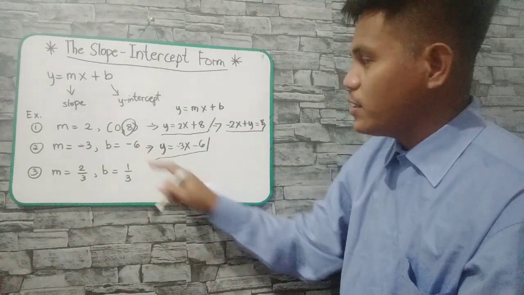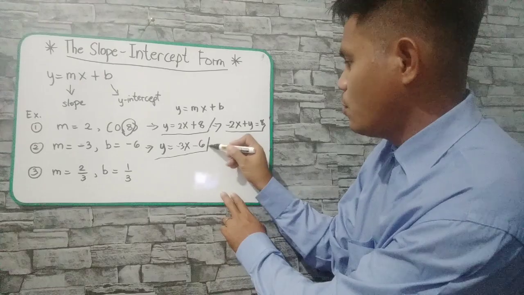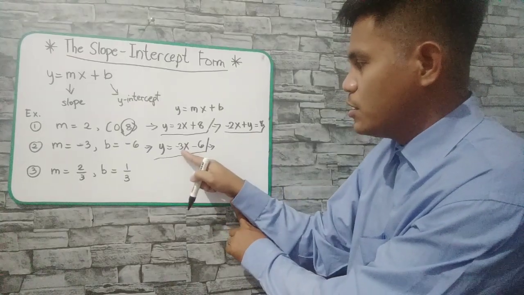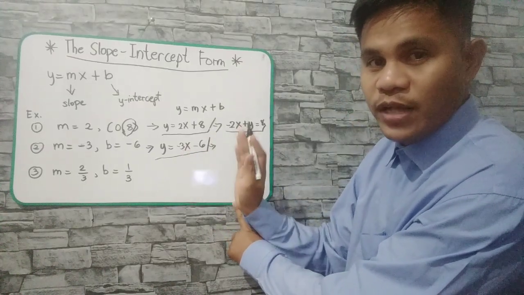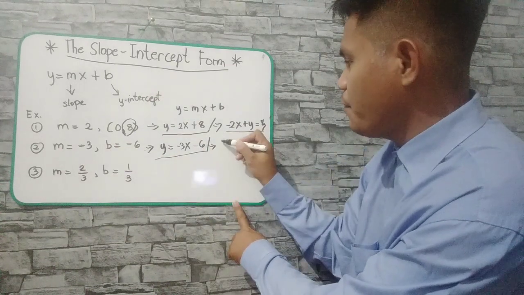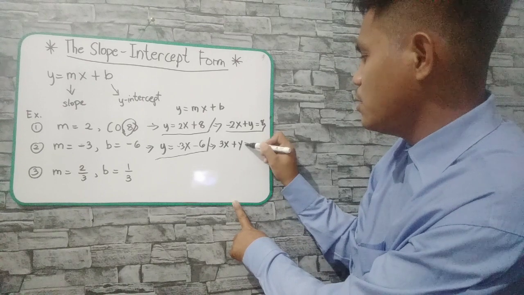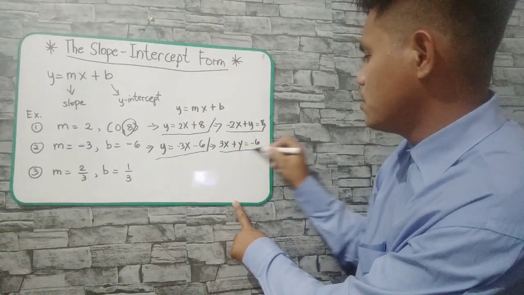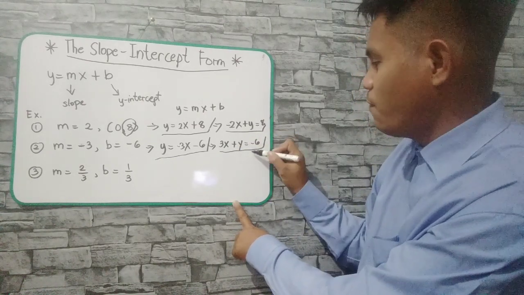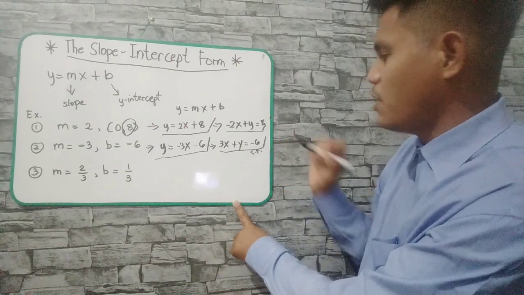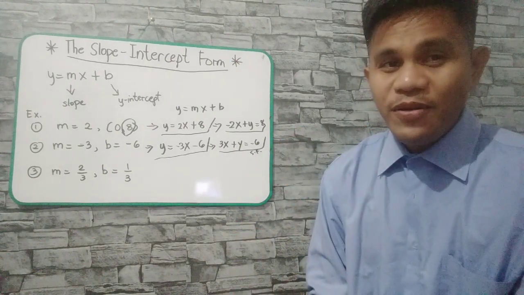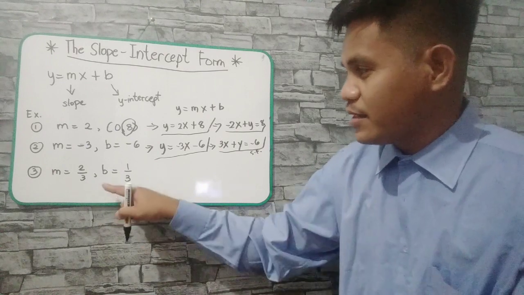Now let's try to write it in standard form. All you have to do is to transpose the negative 3x from the right side to the left side. So it will become positive 3x plus y is equal to negative 6. Now this is the standard form, or SF should I say. Now let's proceed to the last example.